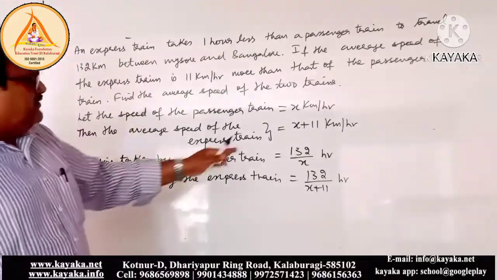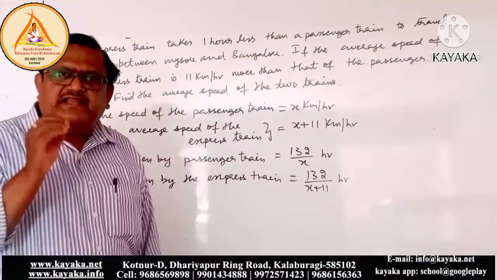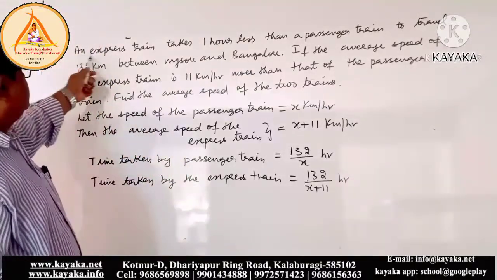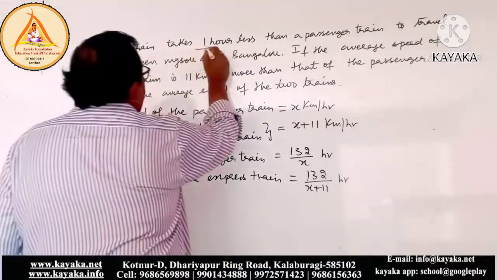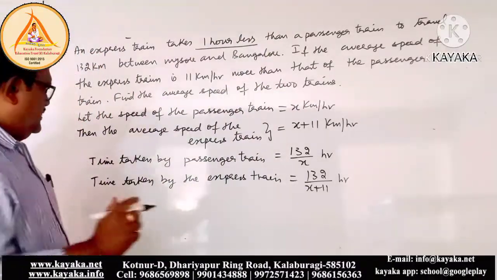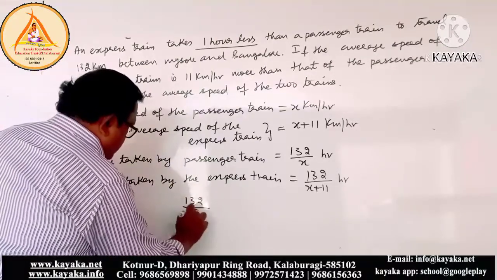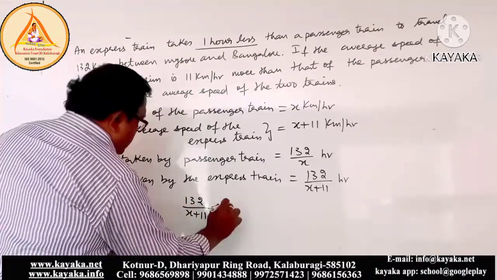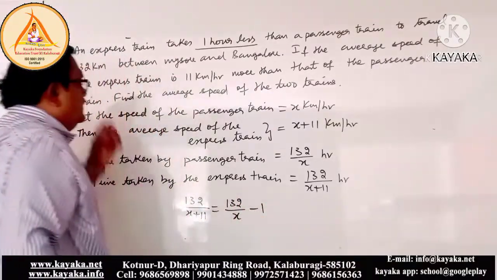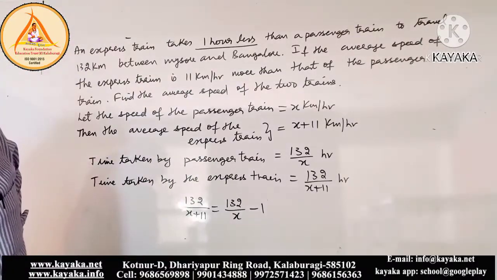Okay. Now, after assuming and getting all these things, we have to go to the final condition. What is the final condition here, dear children? See here, an express train takes 1 hour less. 1 hour less is given. Therefore, the problem is like this now. 132 divided by x plus 11 will be equal to 132 divided by x minus 1.